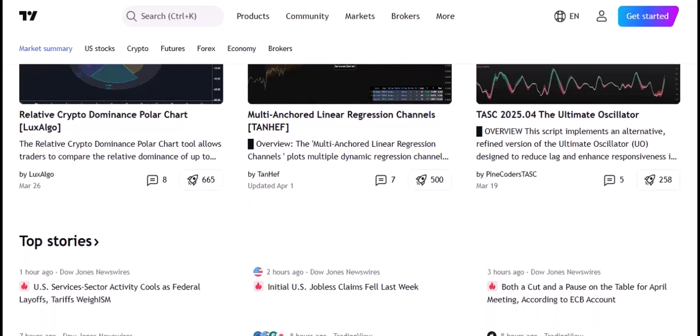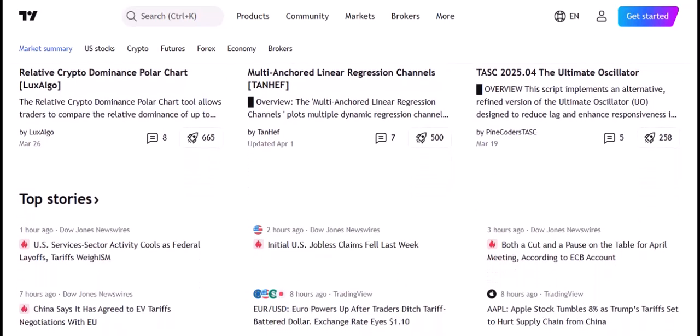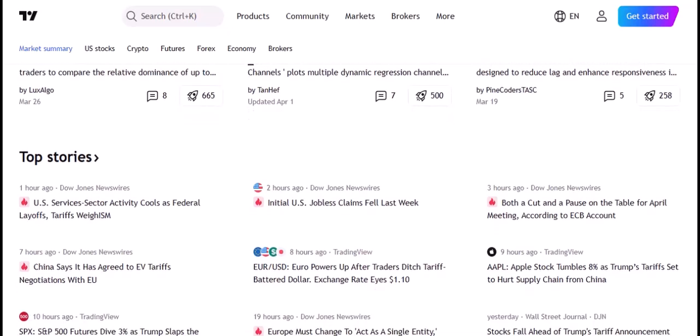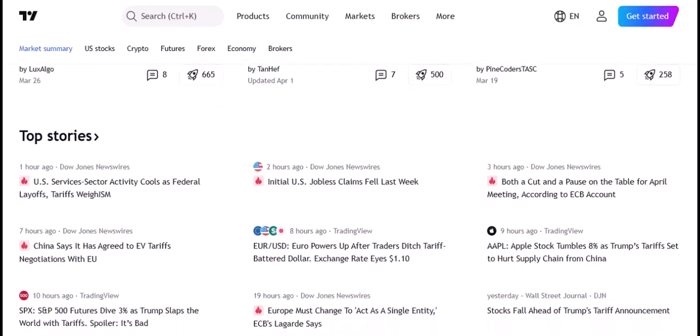Remember, the cost of TradingView is an investment. It's an investment in your trading education, your analysis, and ultimately, your profitability. Consider it a tool, just like a high-quality hammer or a precision saw. You wouldn't skimp on those if you were building a house, would you?